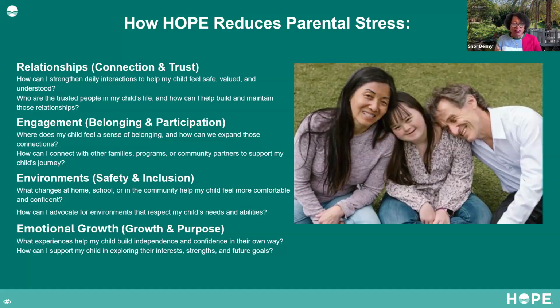Then you can go to the engagement. Where does my child feel a sense of belonging and how can we expand those connections, right? Where do you think your youth feel the most comfortable? How can you build on that? How can I connect with other families, programs, or partners in my community to help support my child's journey? And it says my child's journey, but this is your journey too. So how are we supporting our journey? What changes at home and in any environment can you do to make your youth more comfortable and feel more confident? How can you advocate in your youth's surroundings?